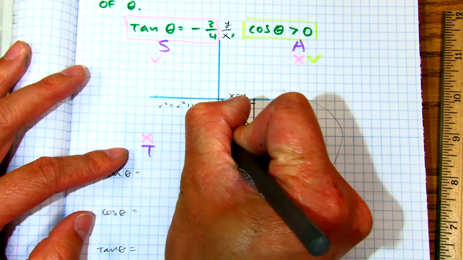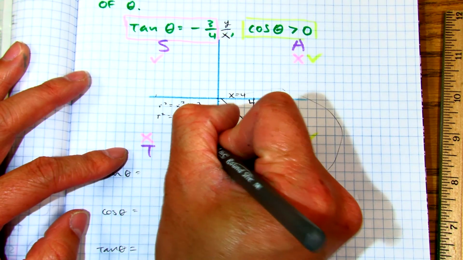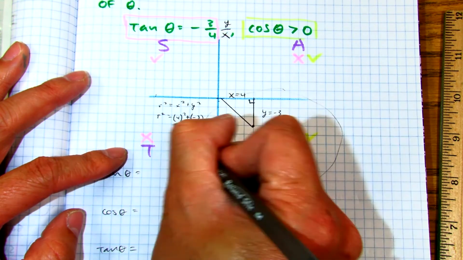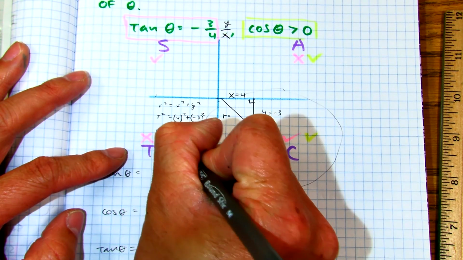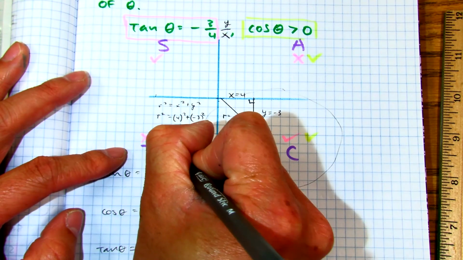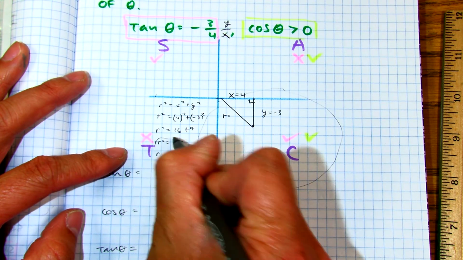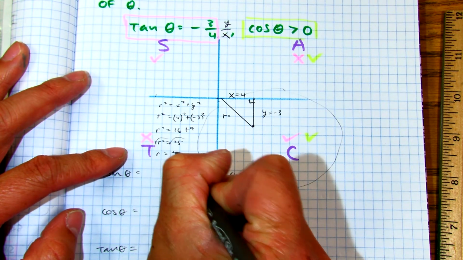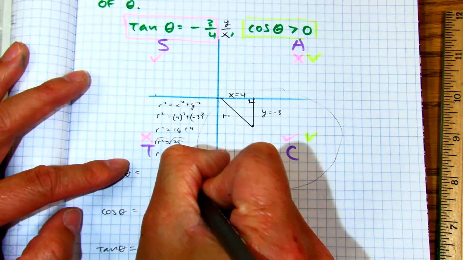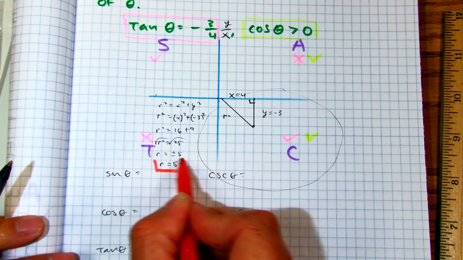Yep. X is 4. Y is negative 3. Class, 4 squared, negative 3 squared, R squared equals. Take the square root. R is equal to positive or negative 5. And then we're only going to use the positive value. Raise your hand if you got R equals 5.